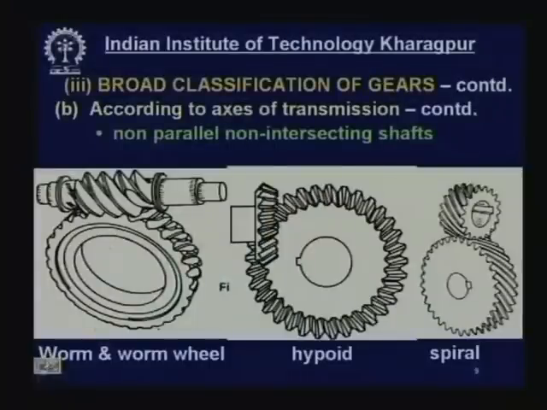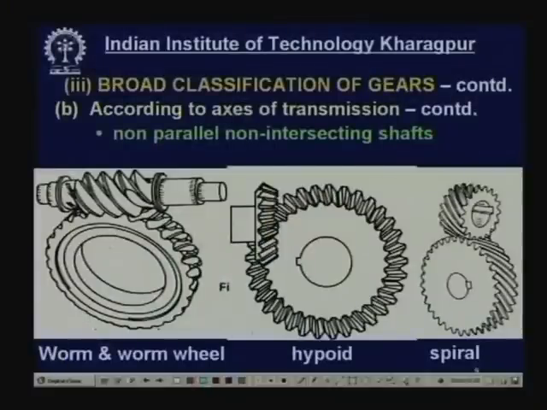Now, here you can see this is one gear, this is another gear. This is called the worm and worm wheel mechanism. This is called the worm, this is the worm wheel. If this rotates at high speed, this will rotate at very low speed. So, this can be used for speed reduction. This worm has one or two teeth. Basically, this is a screw and this is a gear. And another thing, it is irreversible.